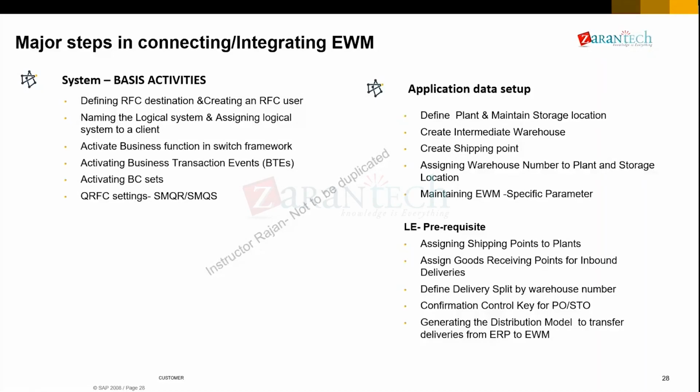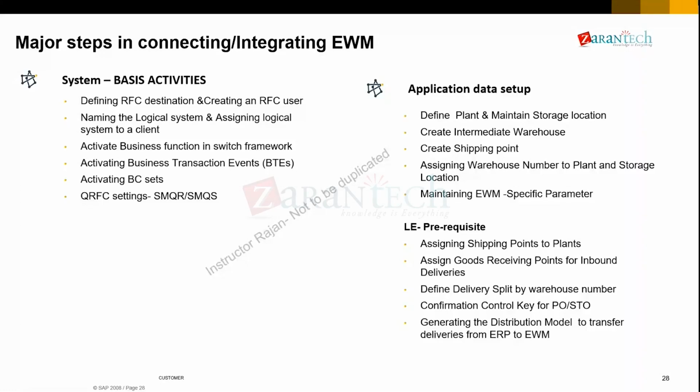The confirmation control key we talked about for PO and STO, for both types of orders. Essentially these are purchase orders only. One is the vendor procurement, the other one is between plants, within the same company or a different company, the stock transport orders. And finally, we need to generate the distribution model.